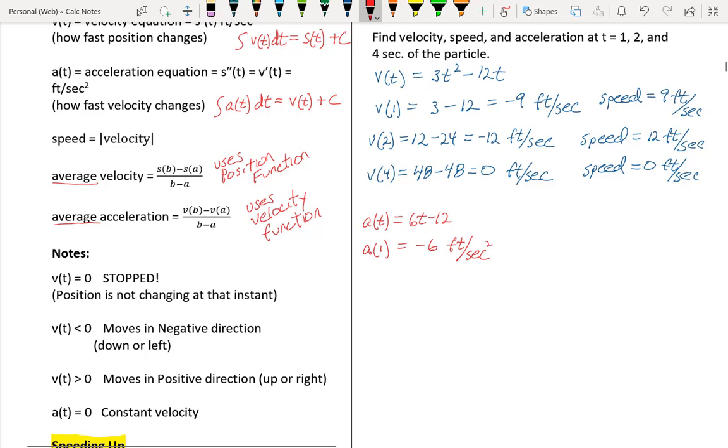A of 2 is going to equal 6 times 2 is 12. 12 minus 12 is going to be 0 feet per second squared. And a of 4 will equal 6 times 4 is 24. 24 minus 12 is 12 feet per second squared. So that's velocity, speed, and acceleration at t equals 1, 2, and 4 seconds.